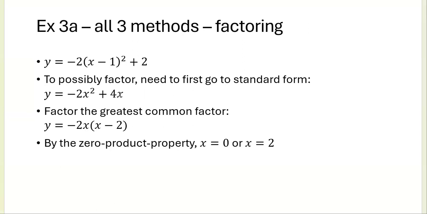And then I see that these two have a GCF, greatest common factor, of -2x. So I factor that out. And then by the zero product property, I can get x is 0, x is 2. Okay, so totally factorable, but you first have to go to standard form. But again, factoring is easier than the quadratic formula.